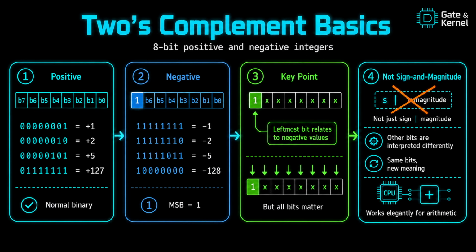Chapter 3. The basic idea of 2's complement. In 2's complement, positive numbers look exactly like ordinary binary. For example, in 8 bits, positive 1 is 00000001, and positive 5 is 00000101. Negative numbers use patterns whose most significant bit is 1. For example, 11111111 represents -1, and 11111011 represents -5. But 2's complement is not simply sign and magnitude. The whole bit pattern participates in the value.